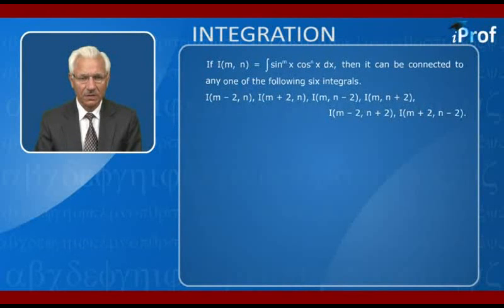If Imn represents the integral sin raised to power mx cos raised to power nx dx, then it can be connected to any one of the following 6 integrals represented by I m minus 2 n, I m plus 2 n, I m n minus 2, I m n plus 2, I m minus 2 n plus 2, and I m plus 2 n minus 2.